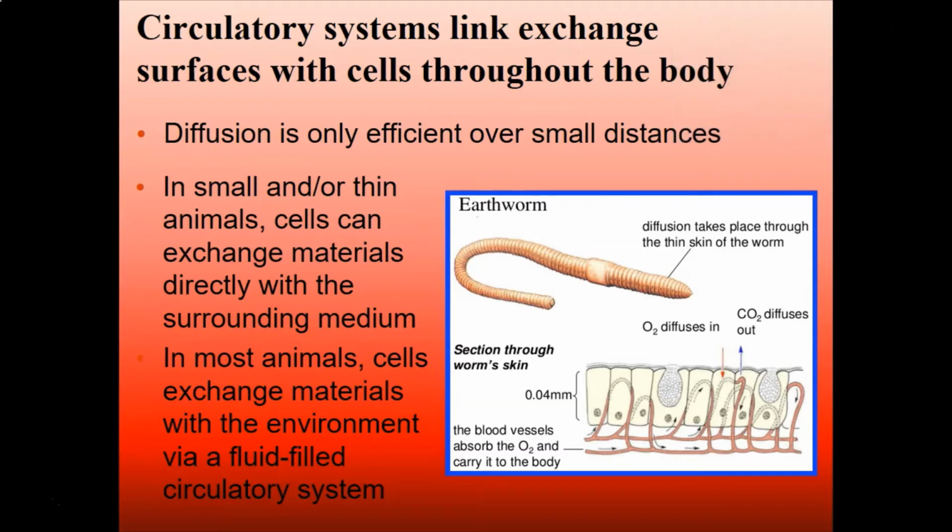right? So in small and or thin animals, cells can exchange materials directly with the surrounding medium. Like this annelid here, this earthworm, he can actually breathe right through his skin. Okay, so the atmosphere and the skin are interacting all day long, or for the most part. And in most animals, cells exchange materials with the environment via a fluid-filled circulatory system, which we'll see in a second.